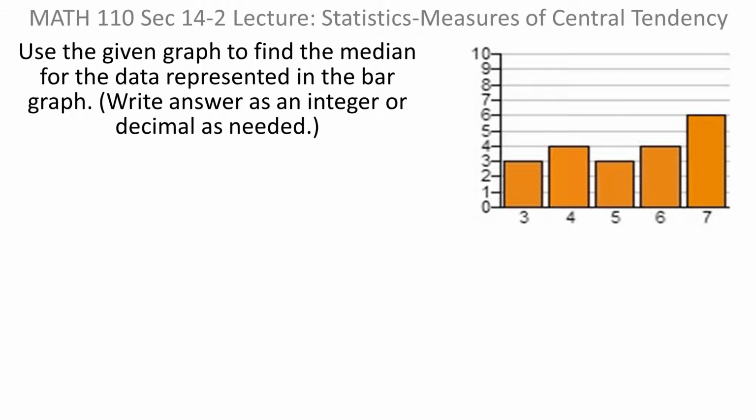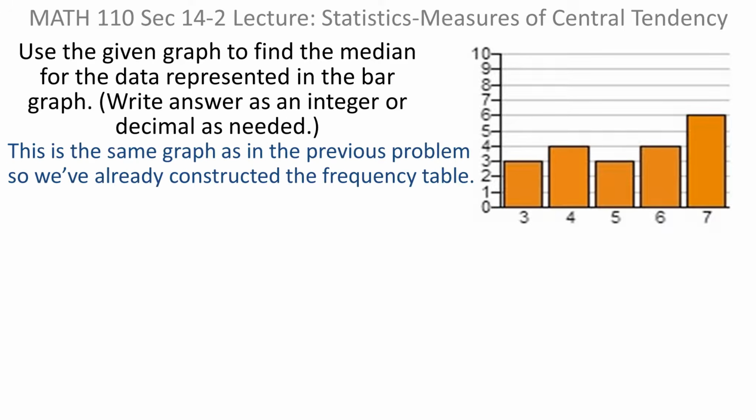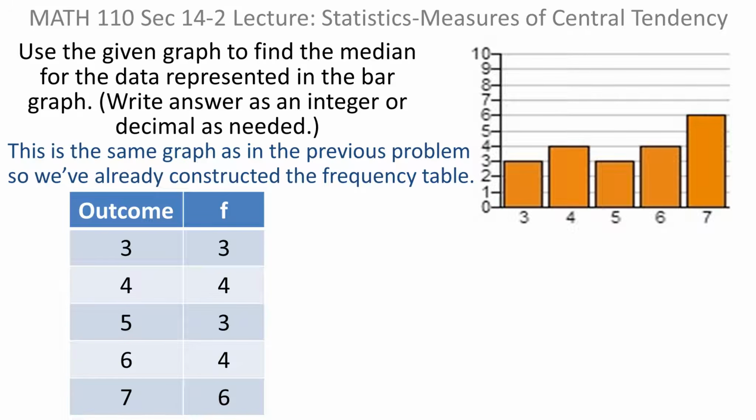Now we're going to take this same bar graph and find the median instead of the mean. And we're going to write the answer as an integer or a decimal. And keep in mind, this is exactly what we just did, so there's no reason to go through all the steps of recreating the frequency table. I'll just pop the frequency table back in. But remember, that's the one we just did when we calculated the mean.